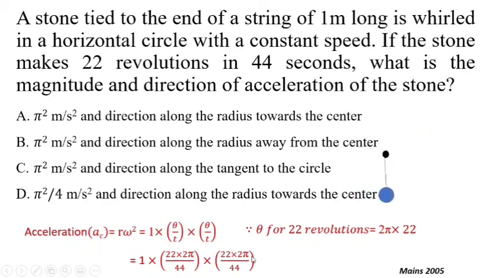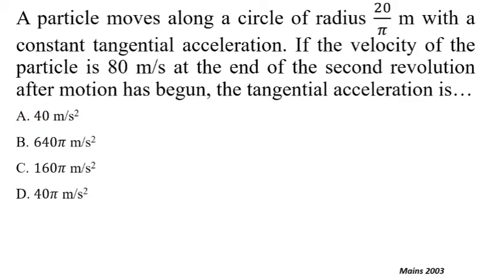So pi multiplied by pi becomes pi square. In 3 different options pi square is given. Only you need to think about the direction. For uniform circular motion, direction is always towards the center. So radius, direction along the radius towards the center is the correct option. Option A is correct.